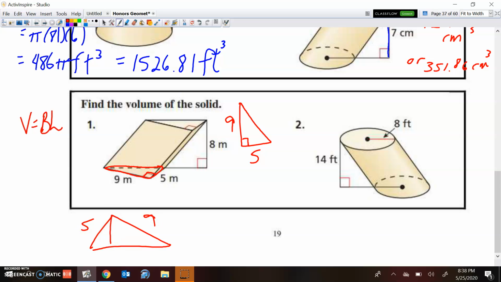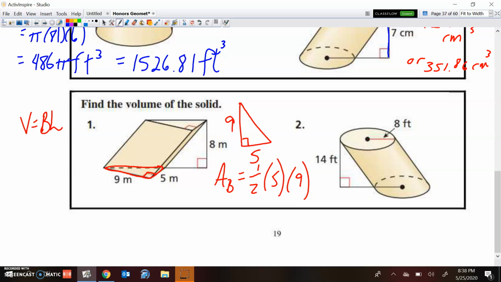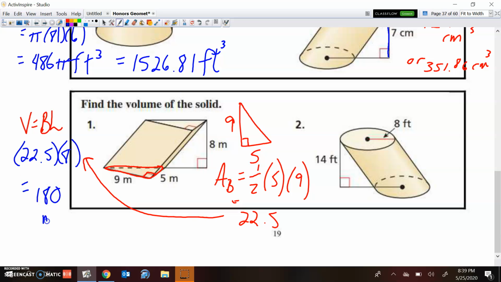Then I would maybe need to find something, so it leaves open a lot more options. So the right angle symbol there is pretty critical. All right, so the area of my base is 1/2 of 5 times 9. 5 times 9 is 45, so half of that is going to give us 22.5. Now let's substitute that in for capital B. So I'm going to have 22.5 times the height of the entire triangular prism, which is 8. And when I multiply those together, I get 180 meters cubed. There's the answer for number 1.